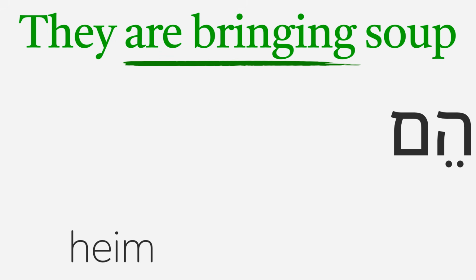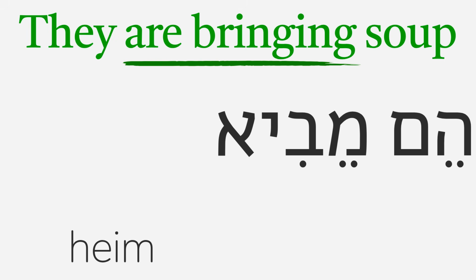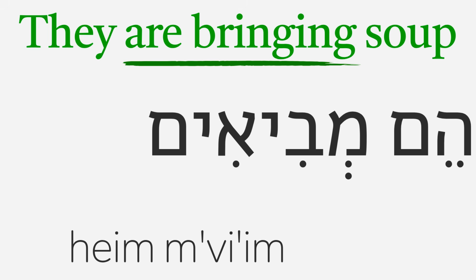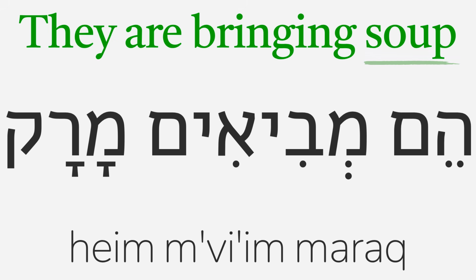Let's also say, they are bringing soup. They can be the masculine hem, and are bringing will be the masculine plural form of the Hiphil present tense from the root bet, vav, aleph. The masculine singular form of this present tense is mevi, which again does not have the second root letter vav, and the mem prefix has a tsere instead of the usual patach. We can take this verb mevi, shorten that tsere to a shva, and add im to make maviim, are bringing, in masculine plural form. Soup is marak. Hem maviim marak. They are bringing soup.